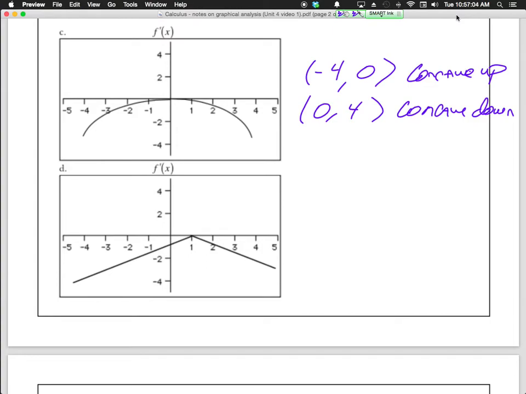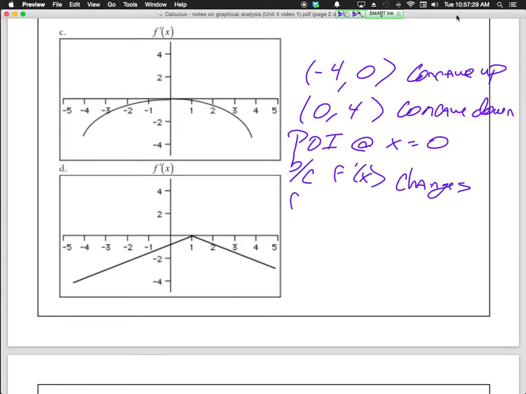So where's my point of inflection? At 0. So I have a POI at x equals 0, and just like we had a stamp justification yesterday, what's going to be my stamp justification today on a POI? Because f prime of x changes from increasing to decreasing. What's the other alternative it might say?